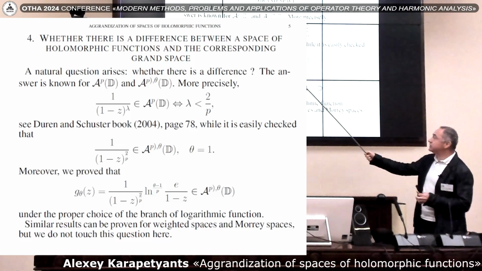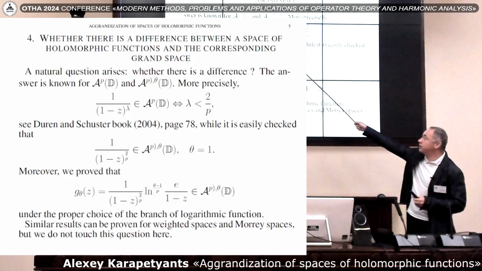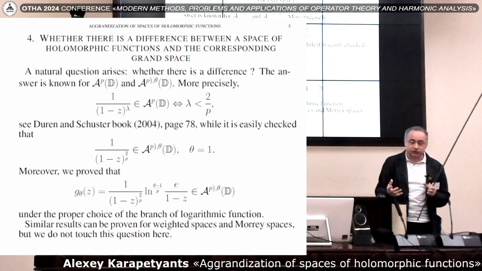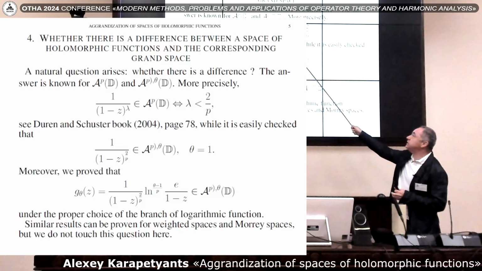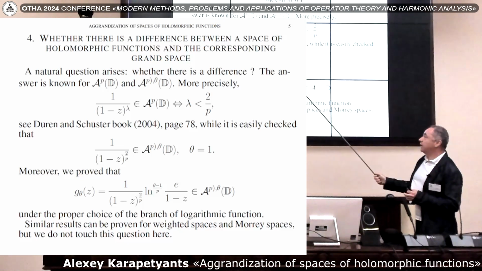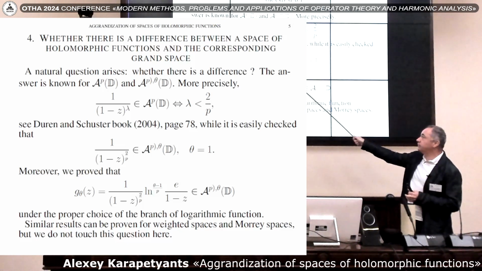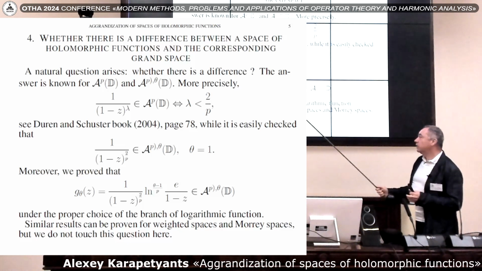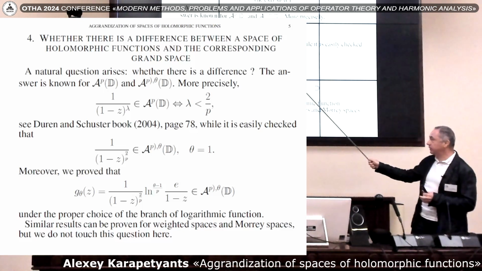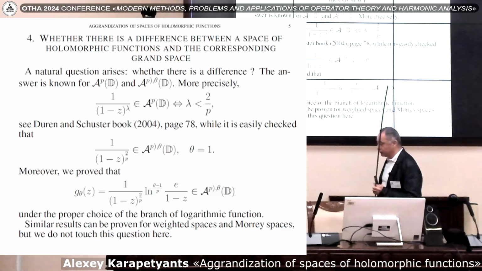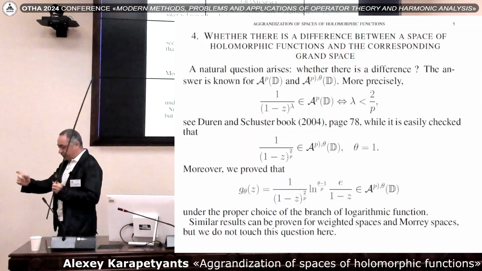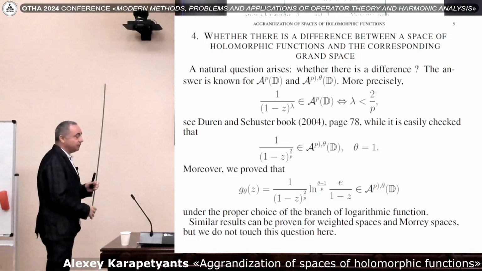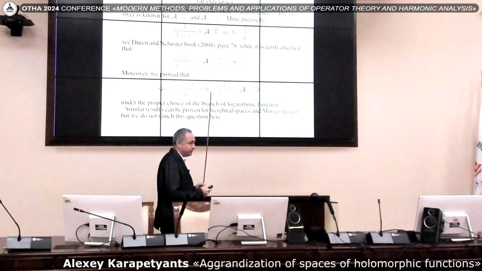Still, there are examples. For instance, this is an example of a function. We know this function is from the Bergman space. Bergman space is the intersection of L^p with holomorphic functions. So this function belongs to the Bergman space if and only if lambda is such. And we proved that this function with lambda equal to 2 over p belongs to grand space with theta equal to 1. With theta arbitrary, we can have this example. Okay, so even in the case of holomorphic functions, if you restrict to this very nice space, you still have a difference between grand space and regular L^p space. So our study makes sense.